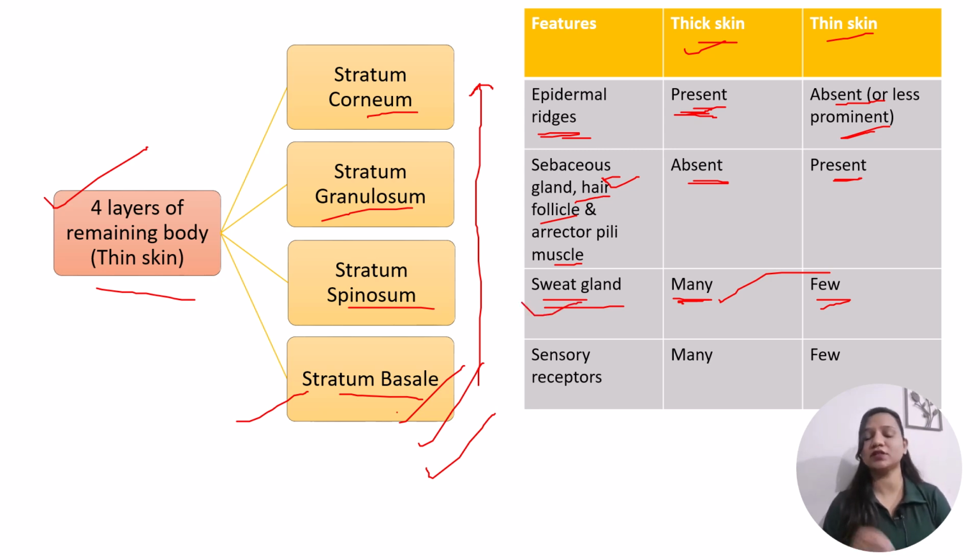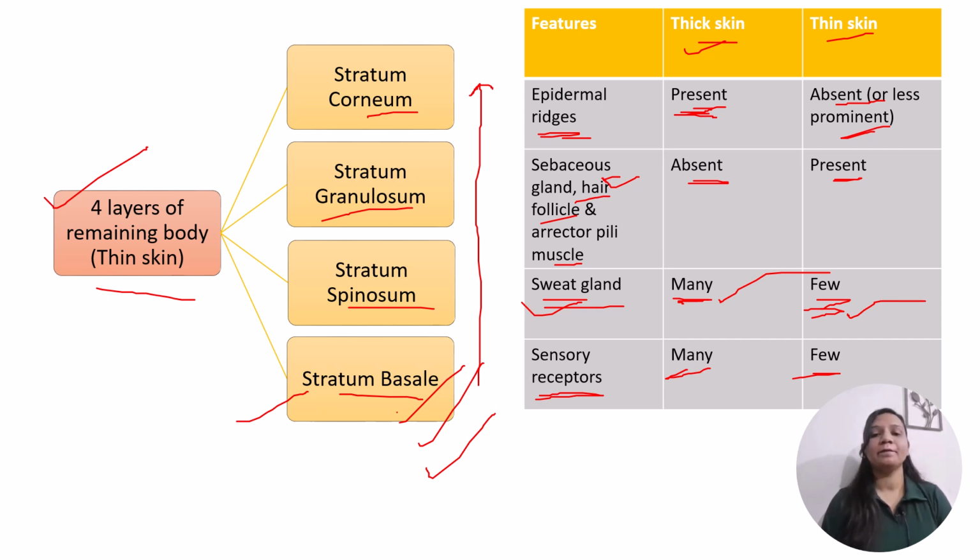That's why in thick skin there are many sweat glands, and in thin skin, as sebaceous glands are present, there is not much need for sweat glands here. So fewer sweat glands are present in thin skin. Next is the sensory receptors. Sensory receptors are also many in the thick skin and fewer in the thin skin.